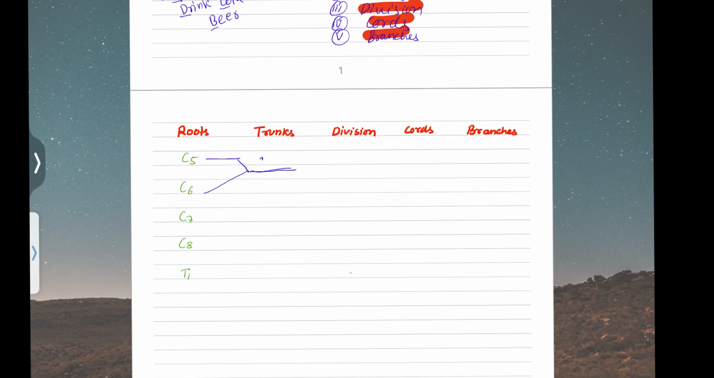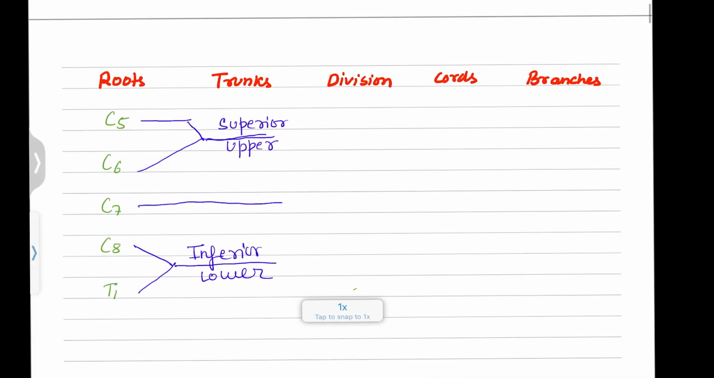Let me write it down here: superior or the upper. And C8 and T1 will converge and form the inferior or the lower trunk. And C7 will continue alone and will give the middle trunk. I'll just make it look aesthetically good.